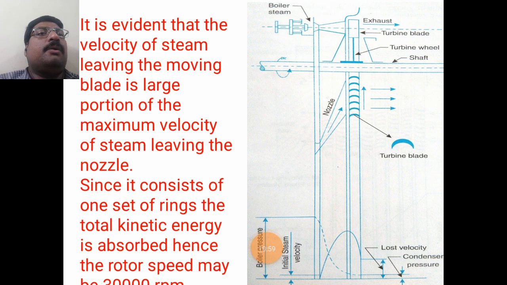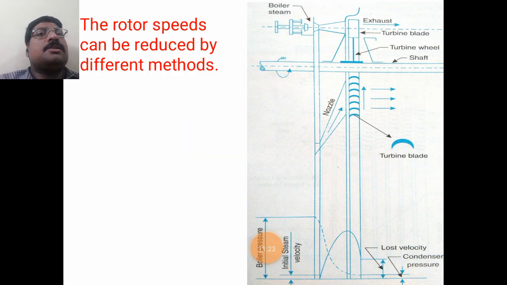Okay. See here we are having only one set of rotors. So whatever the kinetic energy generated by the nozzle, that kinetic energy is entirely passed to the rotor blades. So the total kinetic energy is absorbed by the set of rotor blades, and the turbine shaft will be rotated at a very high speed, such as 2000 rpm. Okay. So the rotor speeds can be reduced by using different methods. Those methods are known as compounding methods or compounding techniques. So we are having three types of compounding techniques: velocity compounding, pressure compounding, and pressure and velocity compounding.